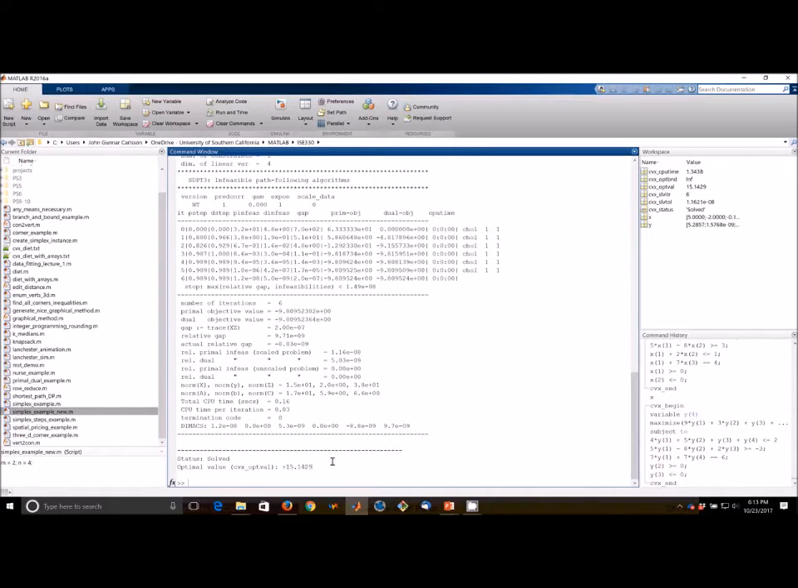We know that we've written the dual down correctly, that we've gotten the same objective value. So now let's do some sensitivity analysis.